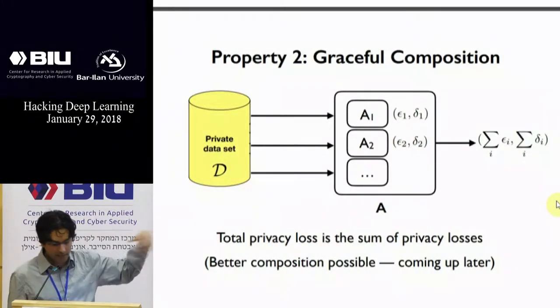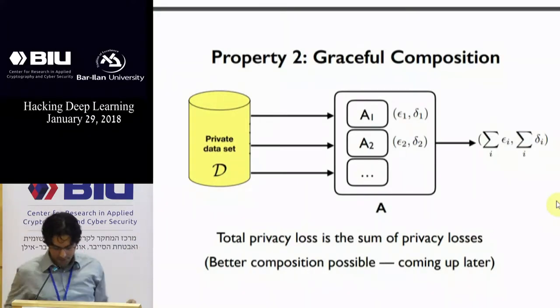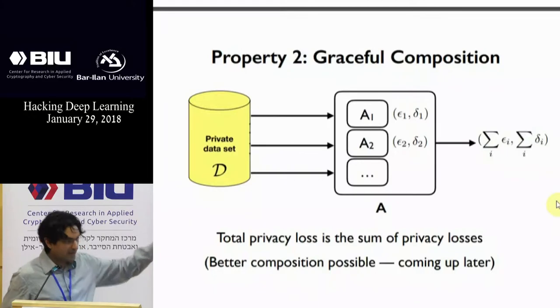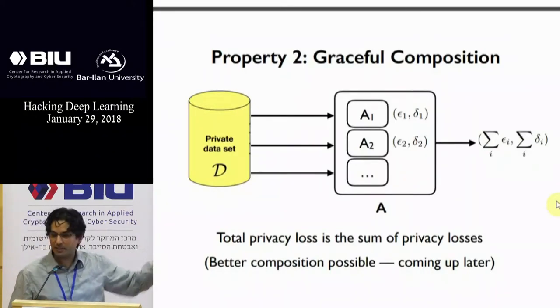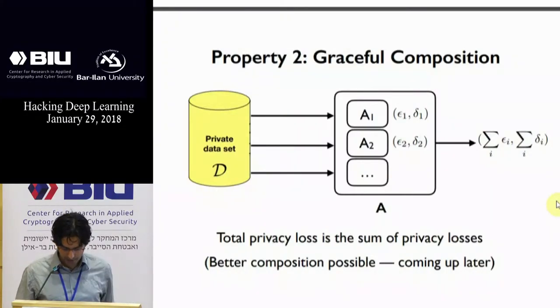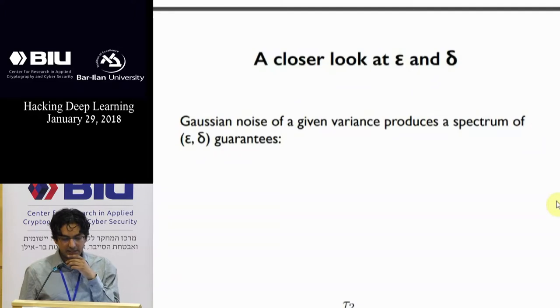We can do better than this if we look at specific mechanisms. But the qualitative version of this result is that we have a way of understanding the total risk as we go along in our data processing life. So we should really take a closer look at epsilon and delta.